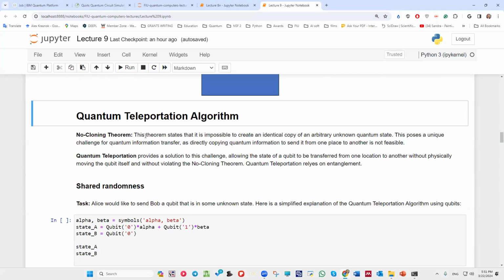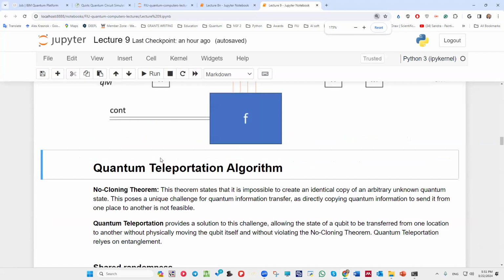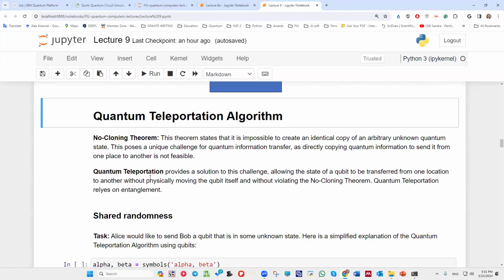So when we talk about the quantum teleportation algorithm, we start with the purpose. Why do we need teleportation? We need teleportation because of the no-cloning principle. The no-cloning principle, or even no-cloning theorem, states that we cannot clone a quantum state.